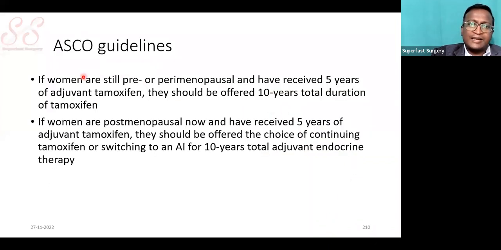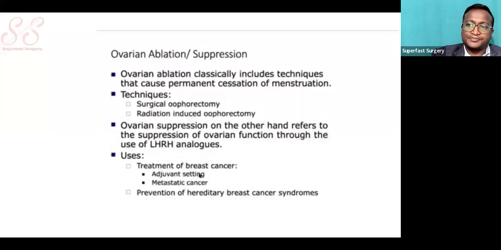Now, what do the ASCO guidelines say? According to the ASCO guideline, if women are premenopausal or perimenopausal and have received 5 years of adjuvant tamoxifen, then we should offer a total duration of 10 years of tamoxifen. If the patient has become postmenopausal and has received 5 years of adjuvant tamoxifen, then switch to an aromatase inhibitor. The total should be 10 years, including aromatase inhibitor and tamoxifen. Now, ovarian ablation or suppression should be done in premenopausal women who are at high risk of subsequent breast cancer recurrence. In those patients, we have to give tamoxifen in addition to ovarian suppression.